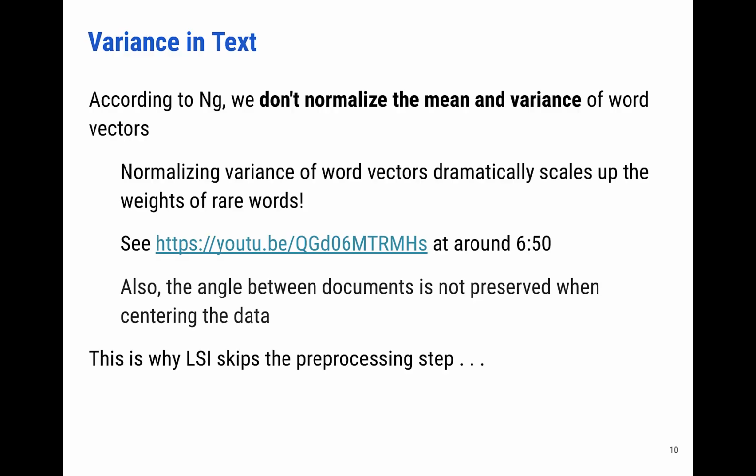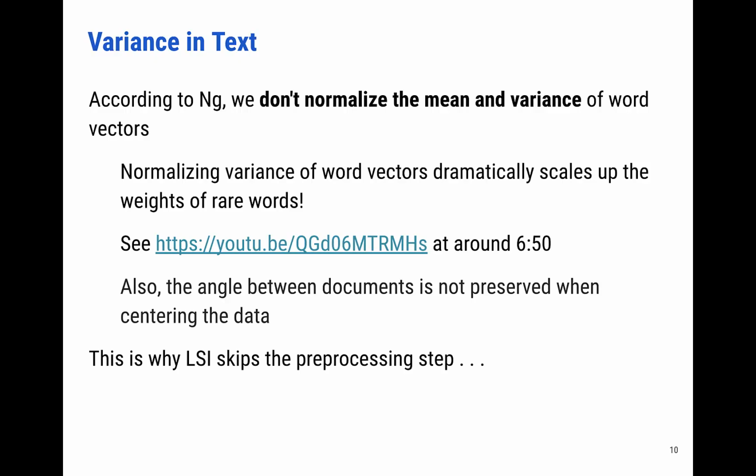In particular, according to Ng, whose video I provided for you, if you normalize the variance of word vectors, you basically mess with the significance of words. For example, you're going to dramatically scale up the weights of rare words, like the example he uses, the aardvark. If you normalize the variance of the word vectors, every word is going to be equally significant, which is not really what we want with text data. Also, the angle between documents is apparently not preserved when you center the data, so we don't need to do that either. And that's why LSI skips this pre-processing step.